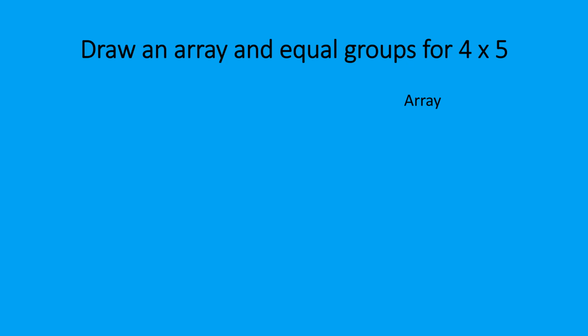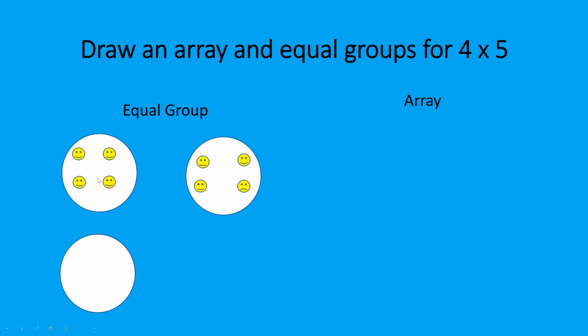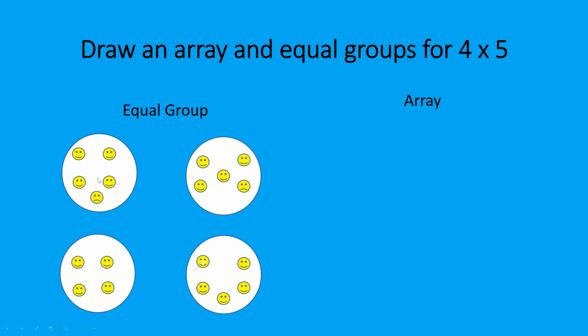So now you are going to draw an array in equal groups for 4 times 5. Please pause the video while you draw your equal groups and array. Awesome. So this is my equal group. So I have 4 groups, 1, 2, 3, 4. And in each group, I have 5 smileys, 1, 2, 3, 4, 5. So this is what your equal group should look like.